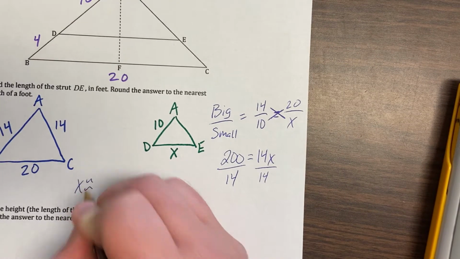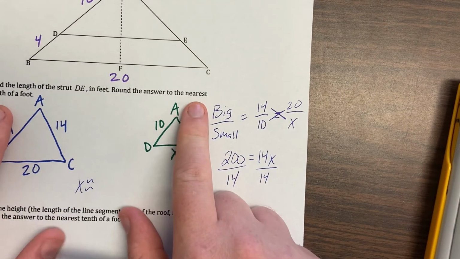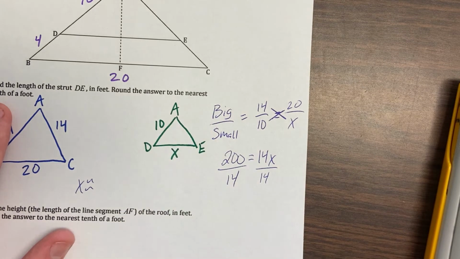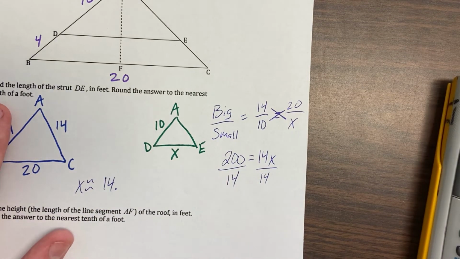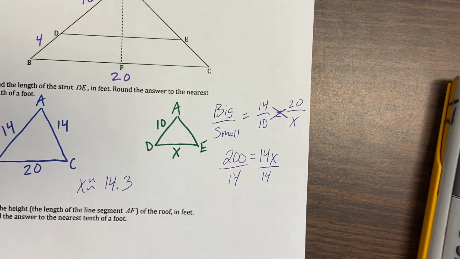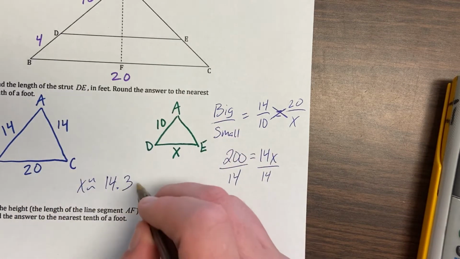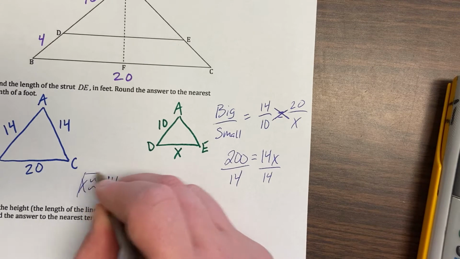X is approximately, so remember I told us nearest tenth of a foot, so only one decimal place, 14.28, but we'll round that 2 up to a 3 because of the 8 in the second place. So it looks like this length here, DE, should be 14.3 feet.